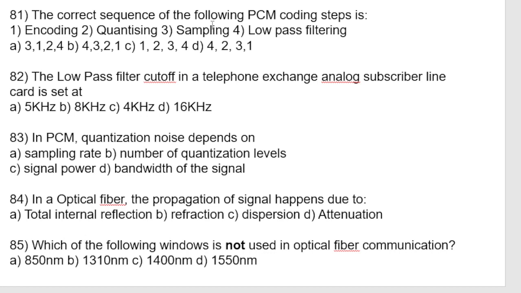The correct sequence of the following PCM coding step is 4321. So basically we have to pass first low pass filter, then sampling, then quantizing, then encoding. This is the sequence. The low pass filter cutoff in telephone exchange analog subscriber line card is set to, basically it is 4 kilohertz.